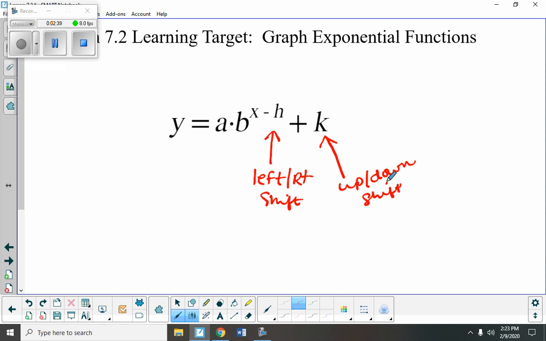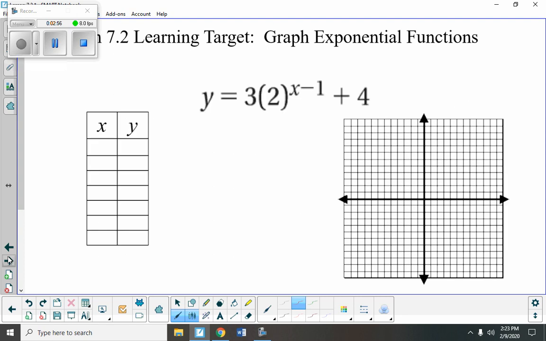To graph these, I first make an XY chart, substitute the values in for the x, and then plot those points. After that, I look at the h and shift to the left or right, and the k and shift up or down. Let me give you an example here. We're going to make a box around this and plug in values. I like to put in positives, 0, and some negatives.